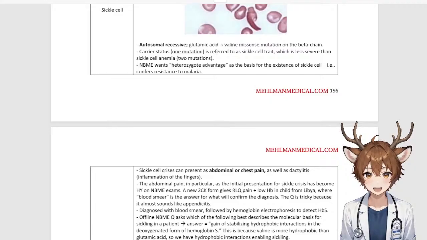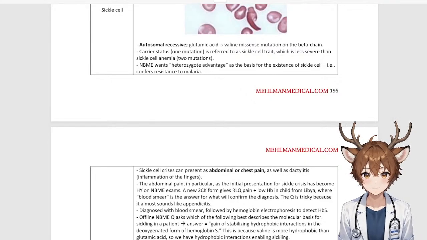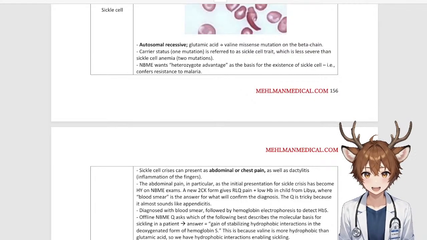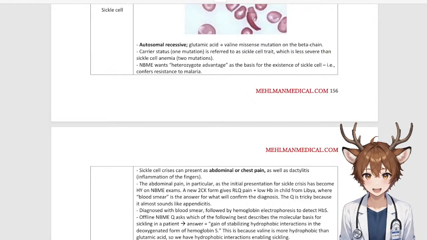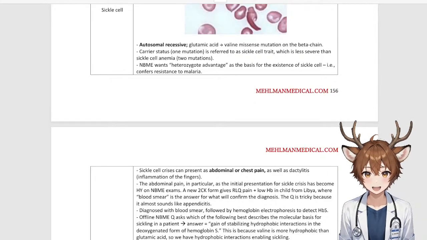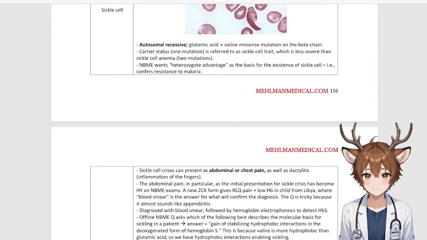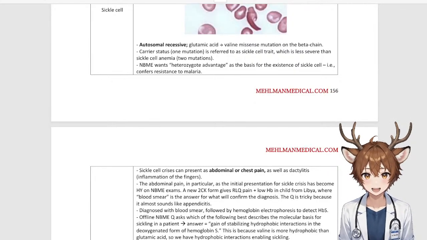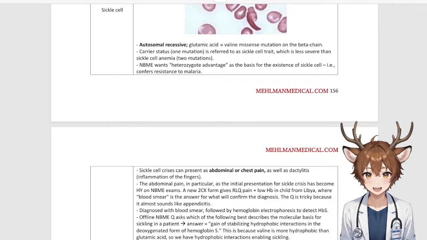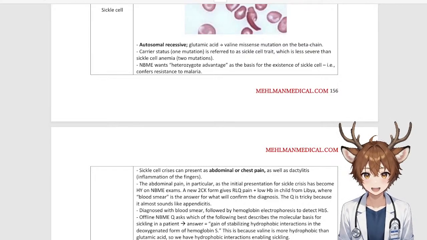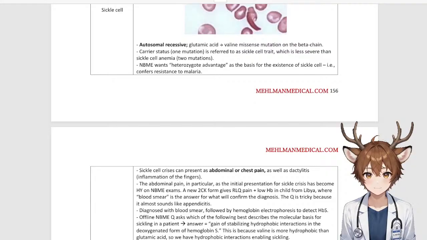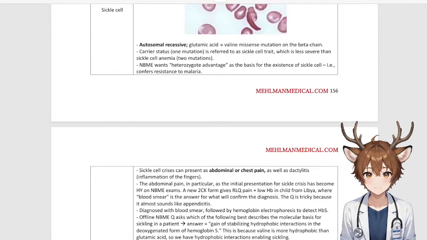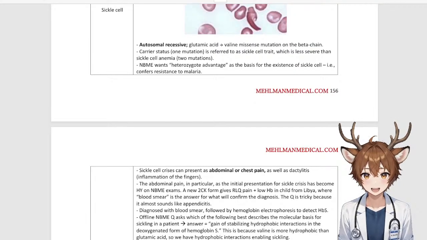Sickle cell crisis can present as abdominal or chest pain, as well as dactylitis, inflammation of the fingers. The abdominal pain, in particular, as the initial presentation for sickle crisis has become high yield on NBME exams. A new 2CK form gives you right lower quadrant pain plus low hemoglobin in a child from Libya. Libya, okay. That's very specific. The blood smear is the answer for what will confirm the diagnosis. The question is tricky because it sounds almost like appendicitis. Diagnosed with blood smear followed by hemoglobin electrophoresis to detect the hemoglobin S.